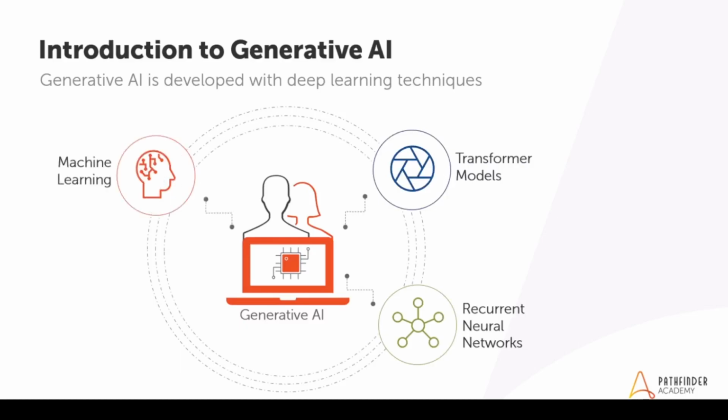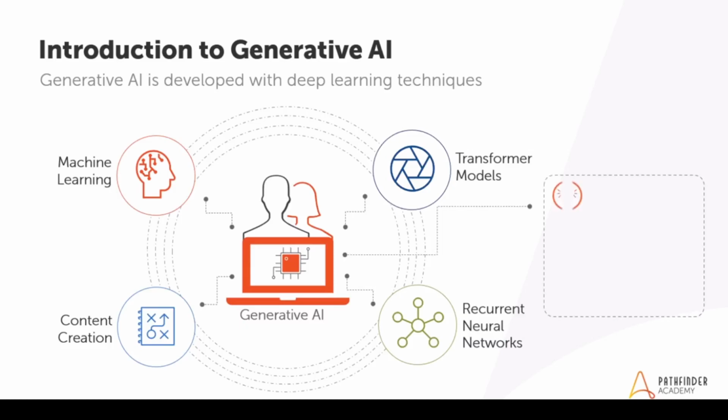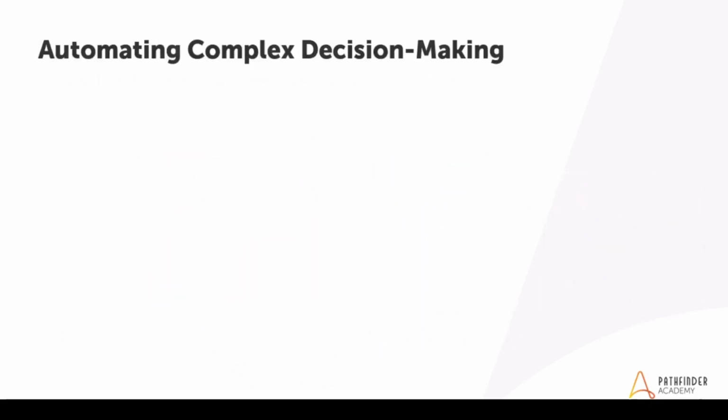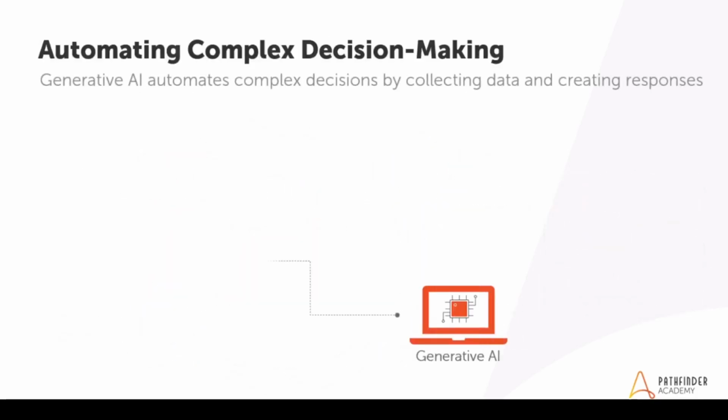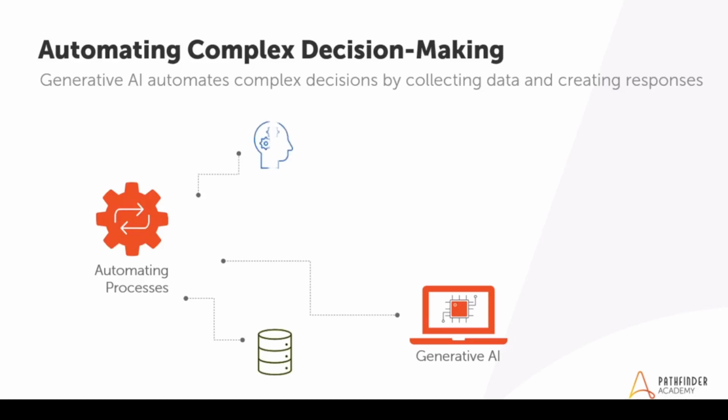Generative AI is built upon deep learning techniques, particularly recurrent neural networks and transformer models like GPT-3. These models learn patterns and relationships in data, enabling them to generate text, images, or other content. In the context of cognitive automation, generative AI can generate responses to user queries, create product descriptions, or even assist in code generation.